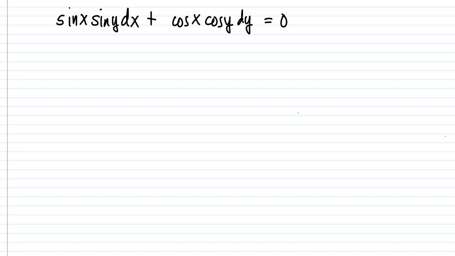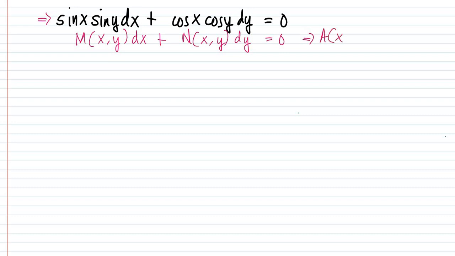As you can see here, we have a function which is in both x and y multiplied to dx, and another function also in x and y multiplied to dy, equal to 0. By definition, under separation of variables, this equation is supposed to be simple enough so that by certain manipulations you can come up with a differential equation in the form a(x) dx plus b(y) dy.